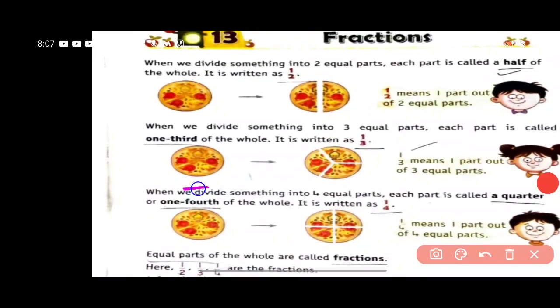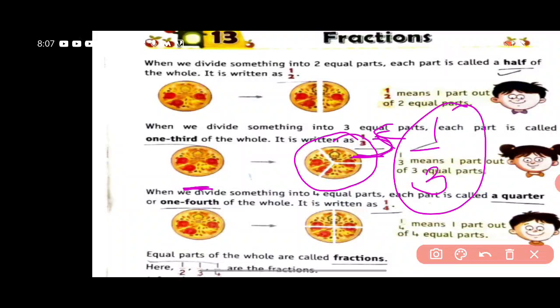If you see, this is the whole and I'm dividing this whole into three equal parts and each part will represent 1/3 of the whole. Right children? Since it is divided into three parts, number 3 is written below the line. And each part means if I take 1 out of this, 1 will come up and 3 will go down. It means it is 1/3.